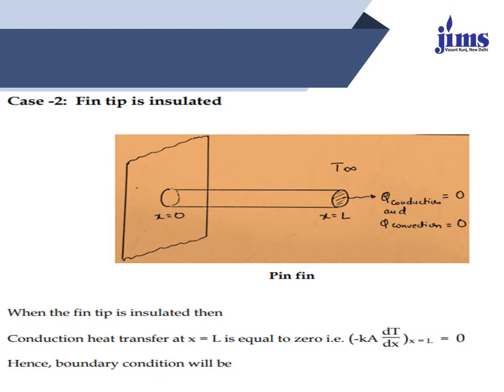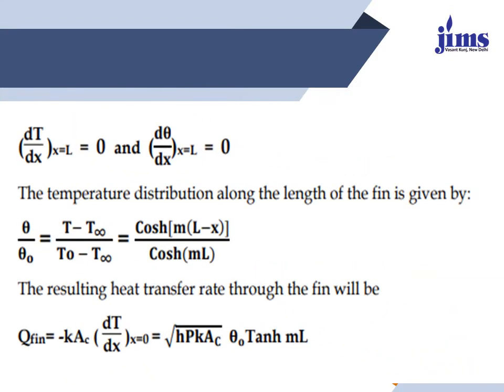When the fin tip is insulated, then the conduction heat transfer at x equal to L is 0, that is minus k dT by dx is equal to 0. Hence the boundary condition will be dT by dx at x equal to L is equal to 0, and d theta by dx at x equal to L is equal to 0.